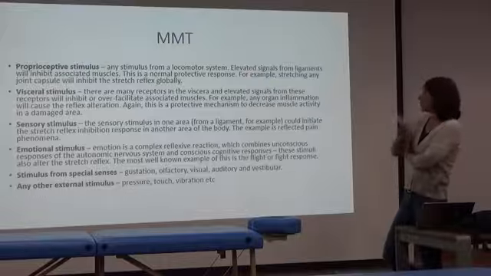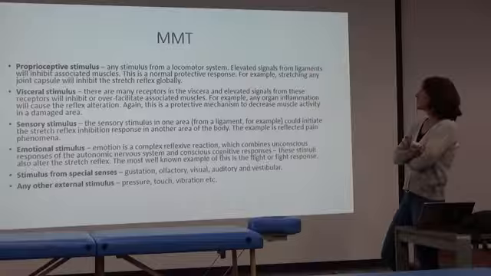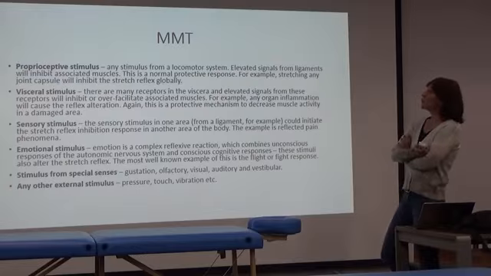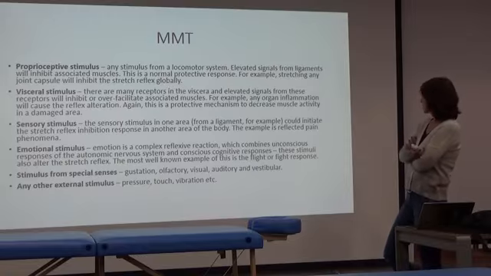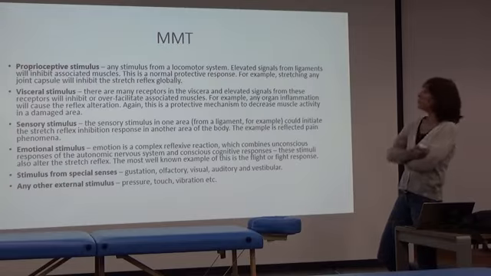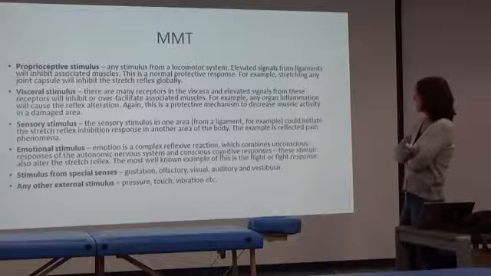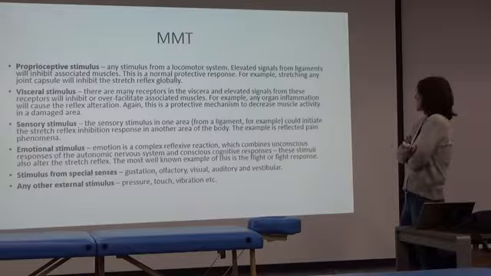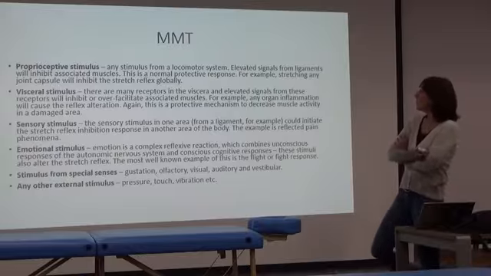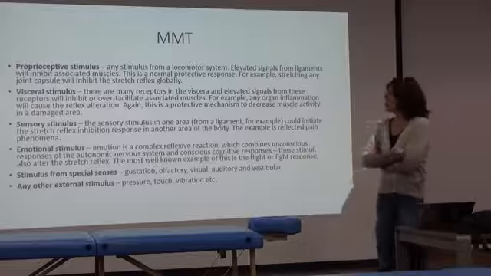Any kind of stimulus could affect manual muscle testing response, or stretch reflex. So any kind of proprioceptive stimulus, any stimulus from the locomotor system, signals from ligaments, will affect the stretch reflex, and sometimes it's a normal protection response. For example, stretching a joint capsule will inhibit the stretch reflex globally.